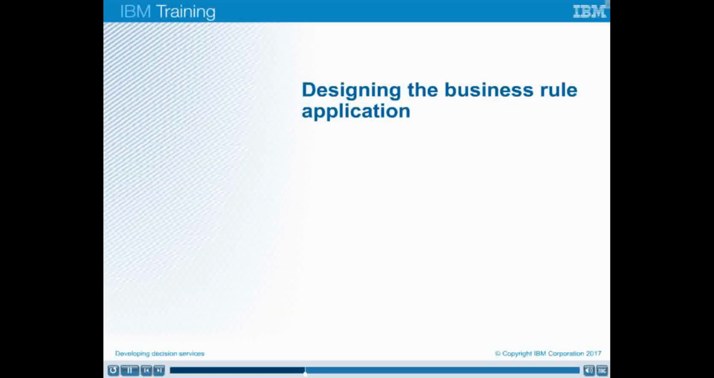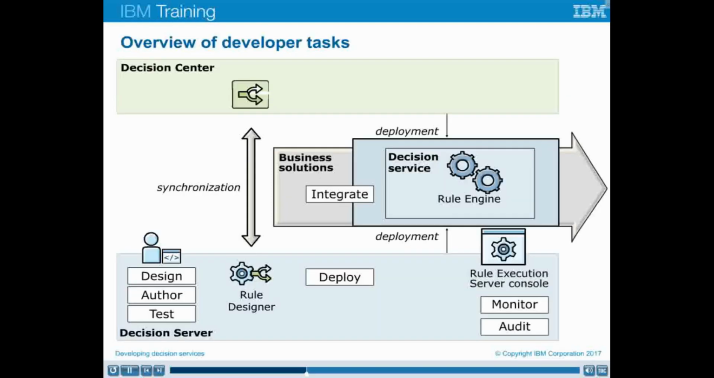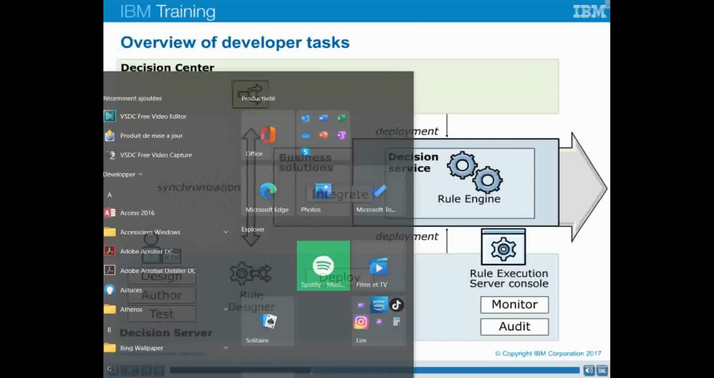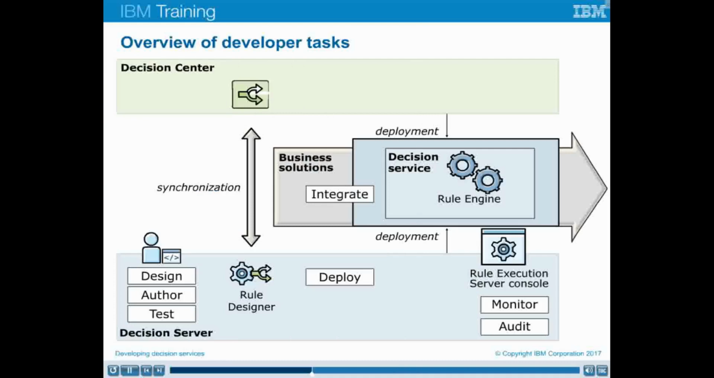Next topic, designing the business rule application. This slide presents an overview of the various tasks that are involved when you, as a developer, work with decision services. This unit focuses on the first task, design. As a developer on this type of project, you look at the project from the angle of implementation of the business logic as a decision service, implementation of the rule vocabulary in Java or XML, and implementation of the application that will use the business logic.